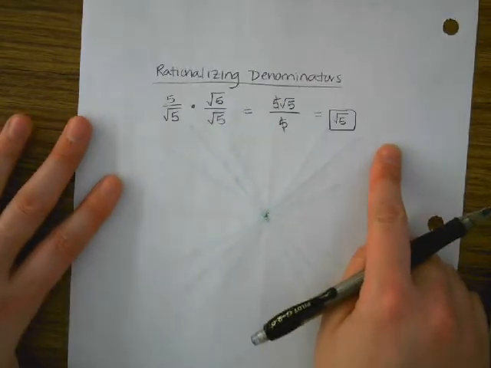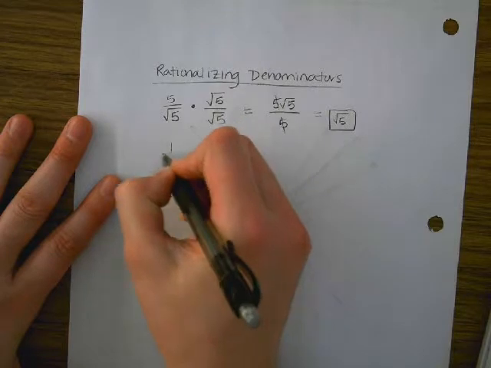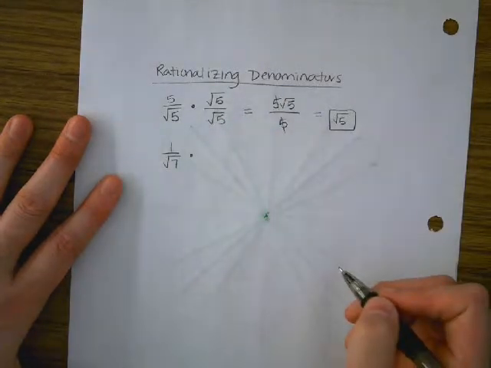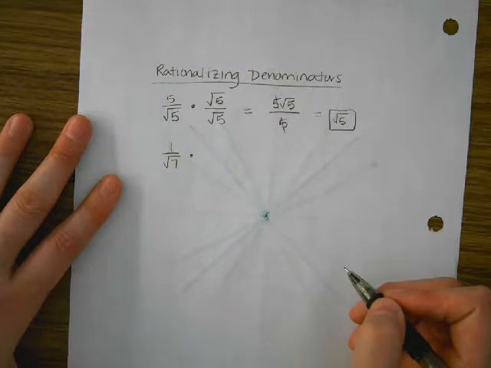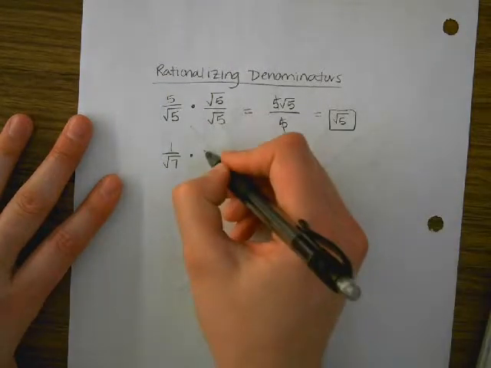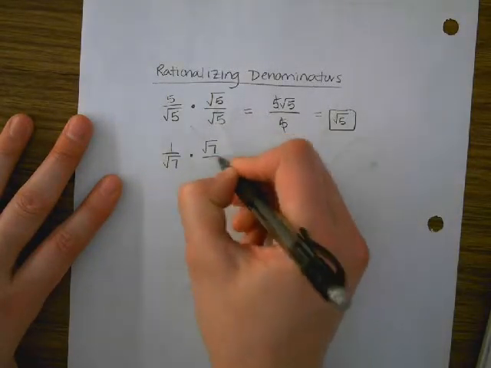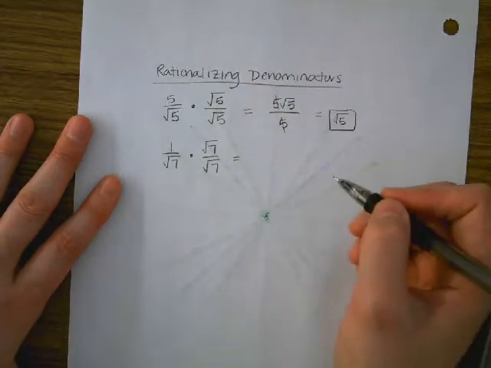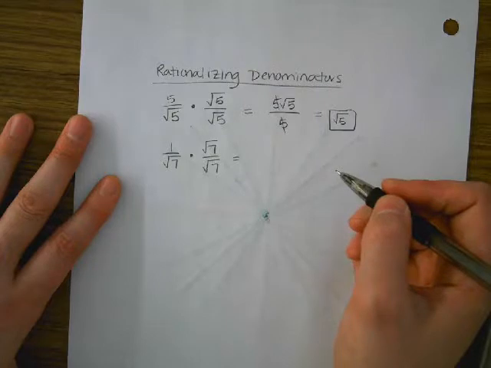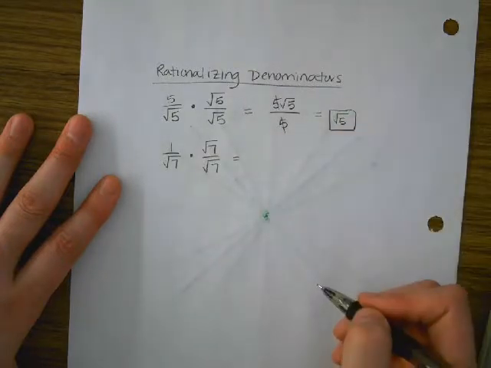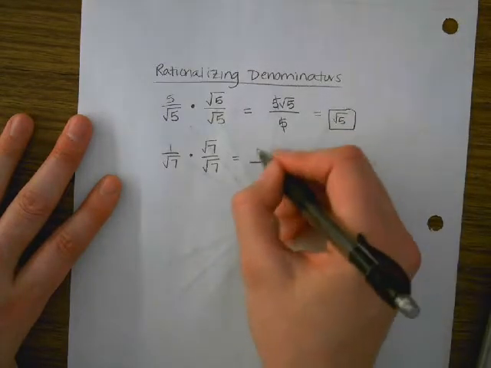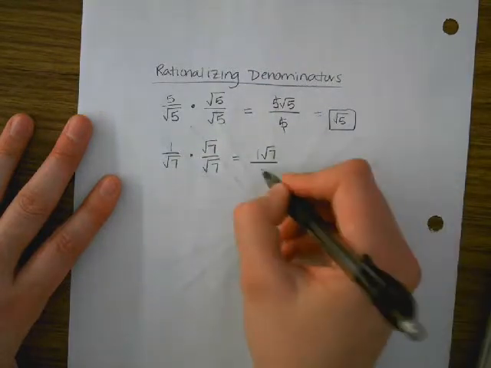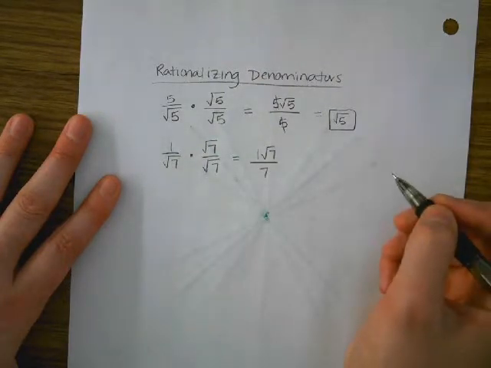Okay. Let's say we had 1 over the square root of 7. How would we fix that? Multiply both sides by square root 7. Yeah, square root 7 on the top, square root 7 on the bottom. So what does that leave us on the top? 1 square root 7. What does that leave us on the bottom? 7. Does anything cancel out this time? No.